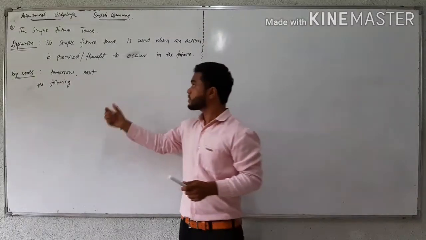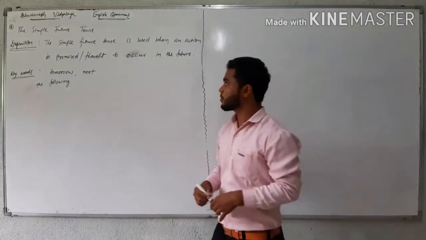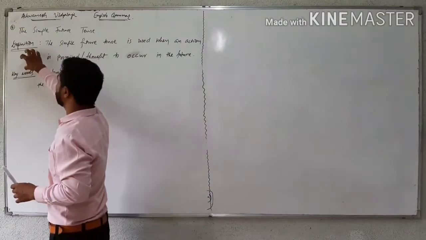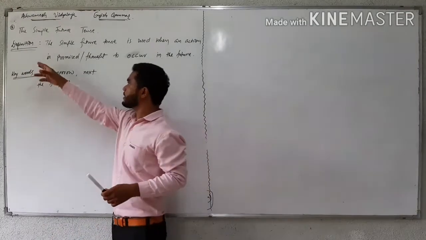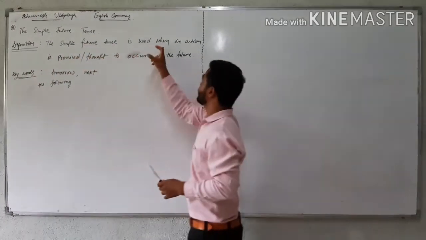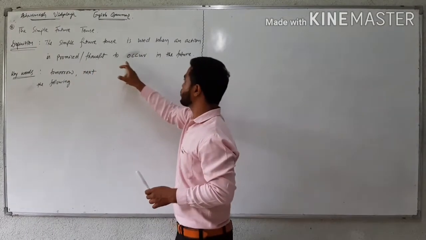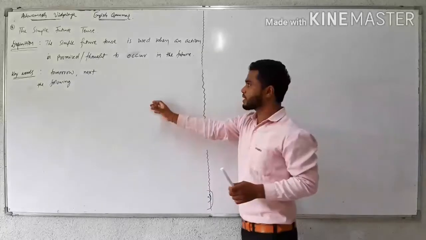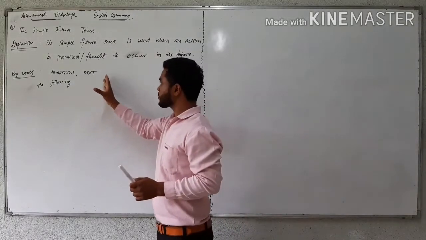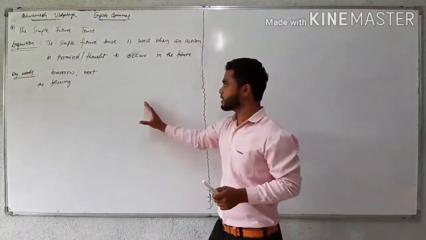Again we learn simple future tense. First, we learn the definition. Simple future tense is used when an action is promised or thought to occur in the future. In the future, we describe our action. Okay, we use simple future tense.